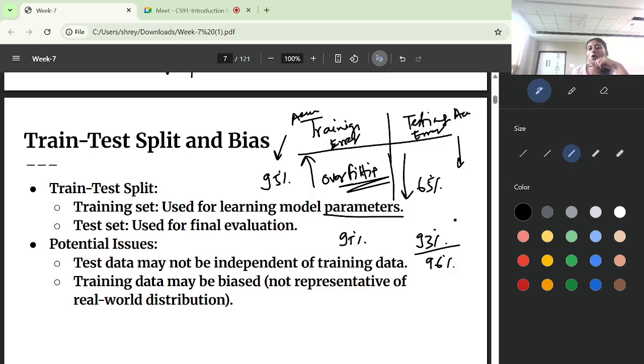Okay. So what can be the issues related to this? So the test data may not be independent of the training data. It means that there are the same samples in the testing which are taken from the training. So if you are using that, obviously you are creating a bad testing set. So you should not do that. And training data may be biased, not representative of the real world distribution. So these two things we have just discussed. First thing, this is the first step before any model: use the data which you can say is a representation of the true distribution.